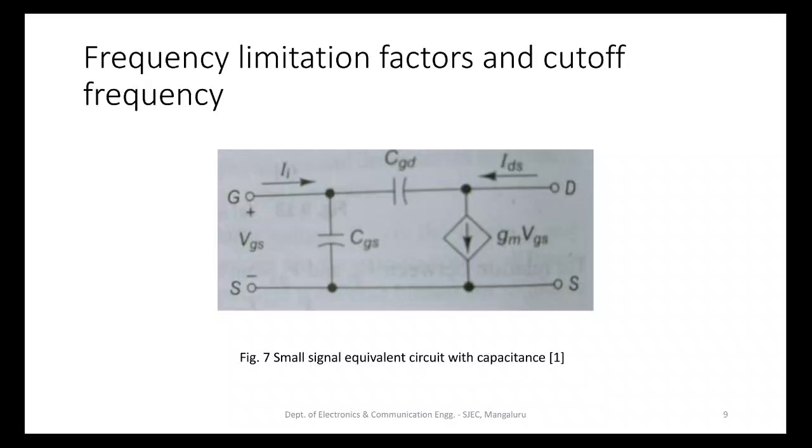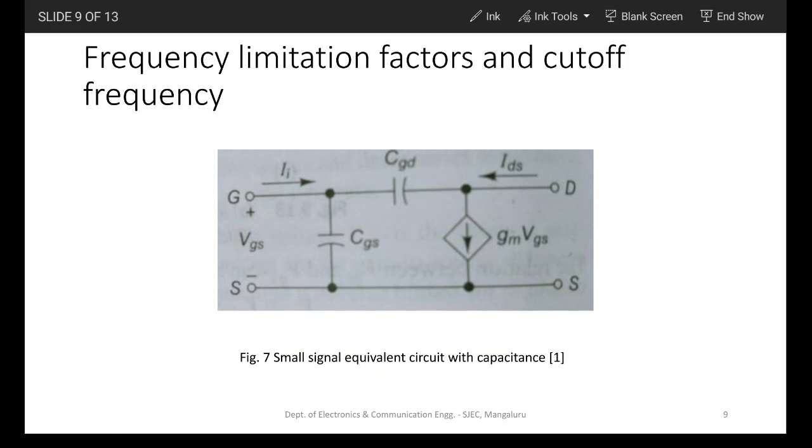Basically there are two types of frequency limiting factors in JFET. First one is the transient time, and second one is the capacitance charging. So these are the two frequency limiting factors, the transient time and the capacitance charging. First we'll discuss the transient time.